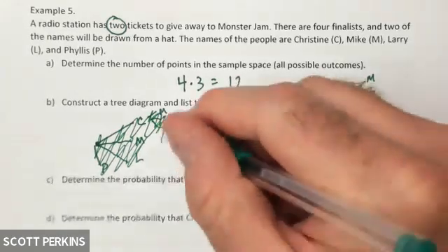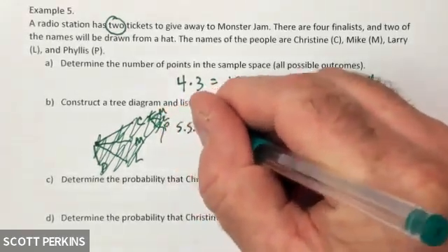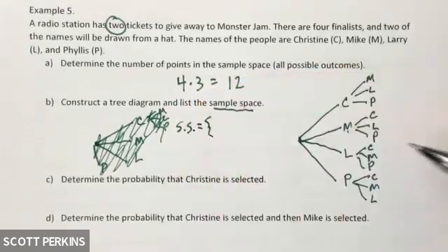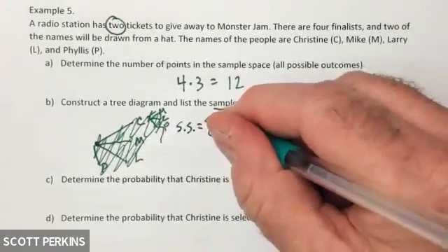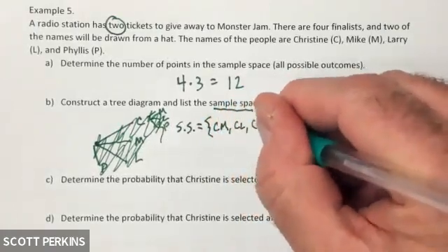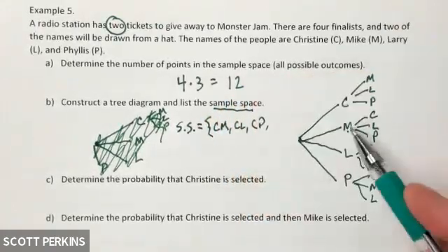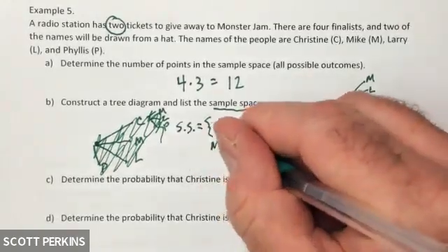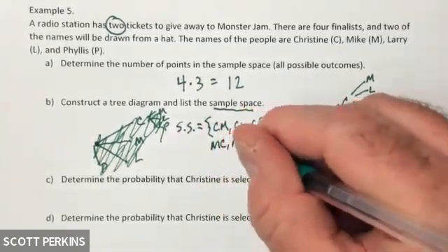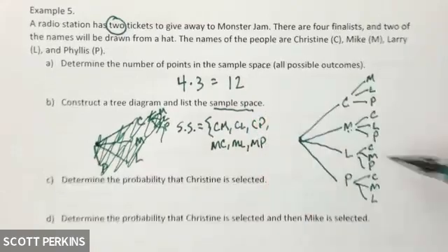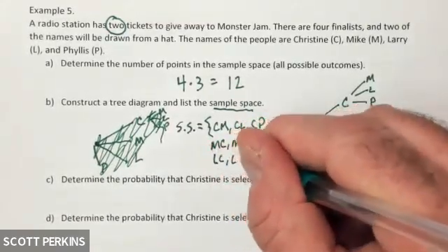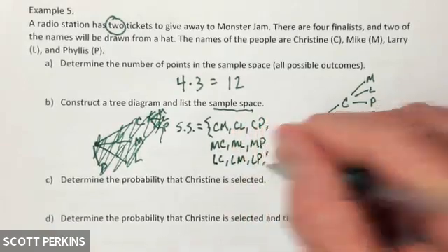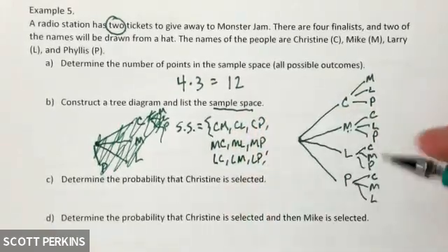All right, so the sample space looks like this. Again, I'm just abbreviating SS for sample space. So here we go. We could have C then M, C then L, C then P. Then we could have M then C, M L, M P. Then L C, L M, L P. And then last but not least, P C, P M, P L.